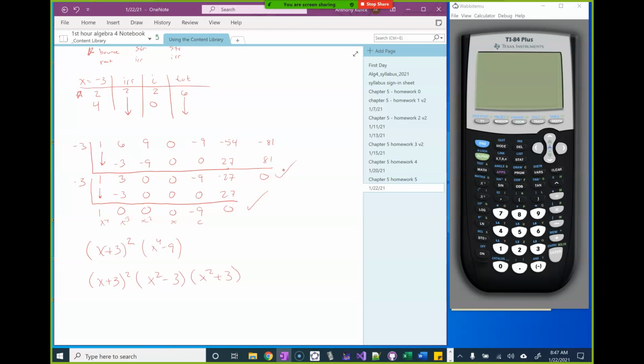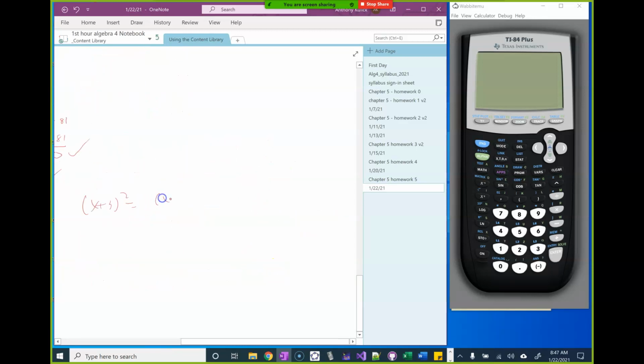Okay, so we're here. Can I factor x squared minus 3 anymore? No, because it's not a difference of 2 squares, because 3 isn't a perfect square, and it's certainly not a sum or difference of 2 cubes. Likewise, x squared plus 3, can I factor that anymore? Definitely not. It's a plus, so it's definitely not a difference of 2 squares, and it's definitely not a sum or difference of cubes, so we're done.